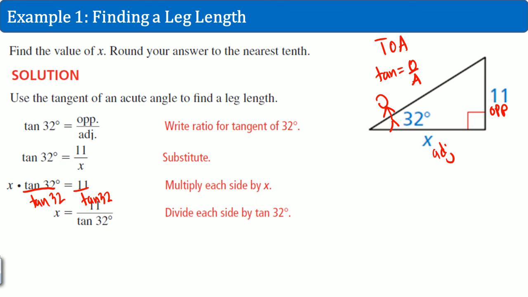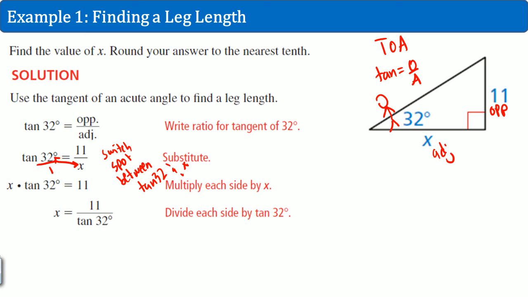Then you get x is equal to 11 over tan 32. There's actually a shortcut if you don't want to do the algebra. All you have to do is understand that this is a proportion, so this and this can switch spots. So all you have to do is switch spots between the tan 32 and the x.